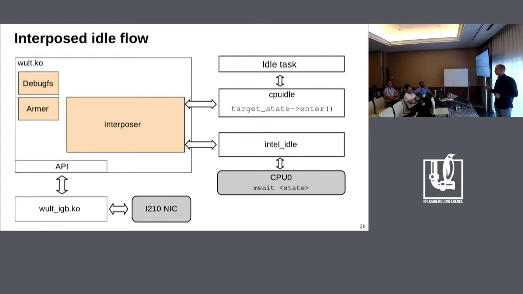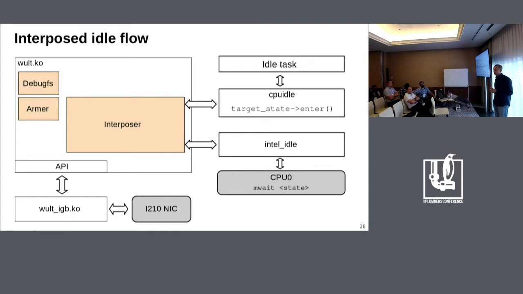Now with the interposer, the flow looks like this. CPU idle tries to call the idle driver, but it actually goes to the interposer. So we have a chance to take some data, like time before idle. Then we go back to intel_idle, go to MWAIT. From MWAIT, we go to intel_idle and back to the interposer. We can measure stuff after idle, and then we return to CPU idle.